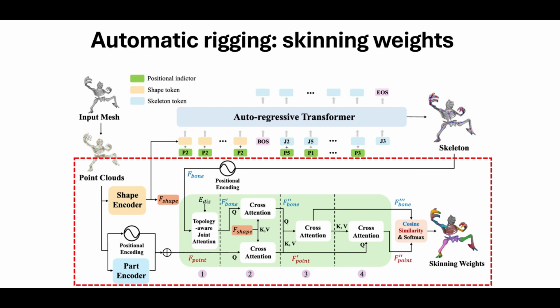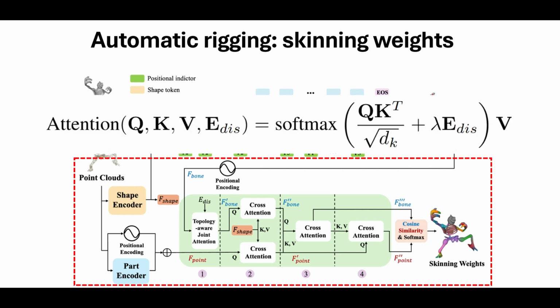Next, our system computes skinning weights through an attention-based architecture. The key feature is topology-aware joint attention, which explicitly captures interjoint relationships by leveraging skeletal graph distances.